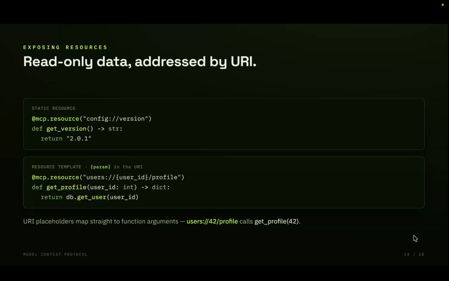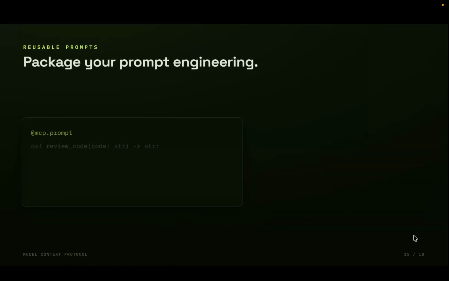Static resources always return the same data. Resource templates introduce parameters into the URI. Think of resources as a typed addressable get layer over your data.